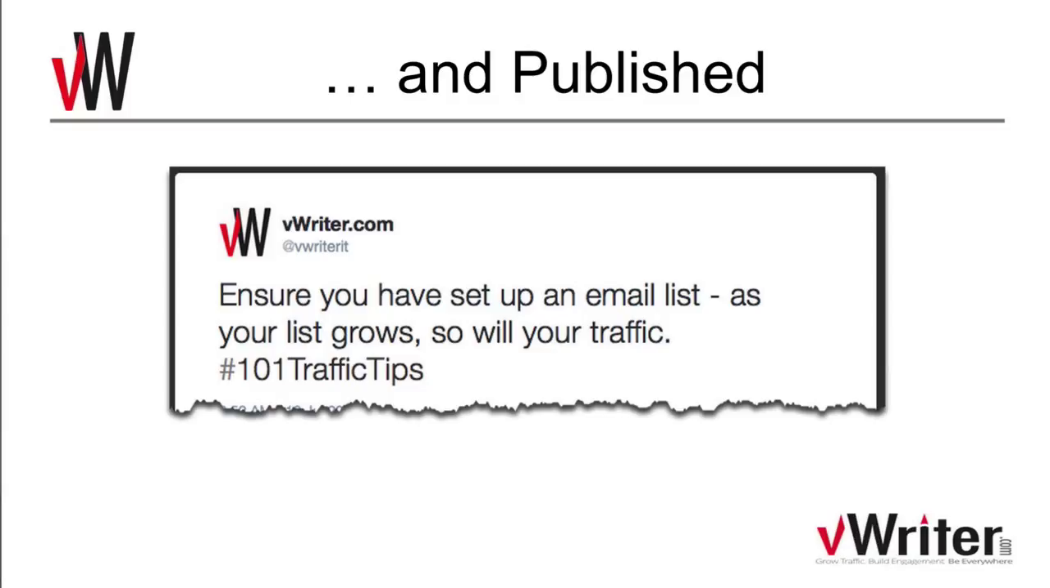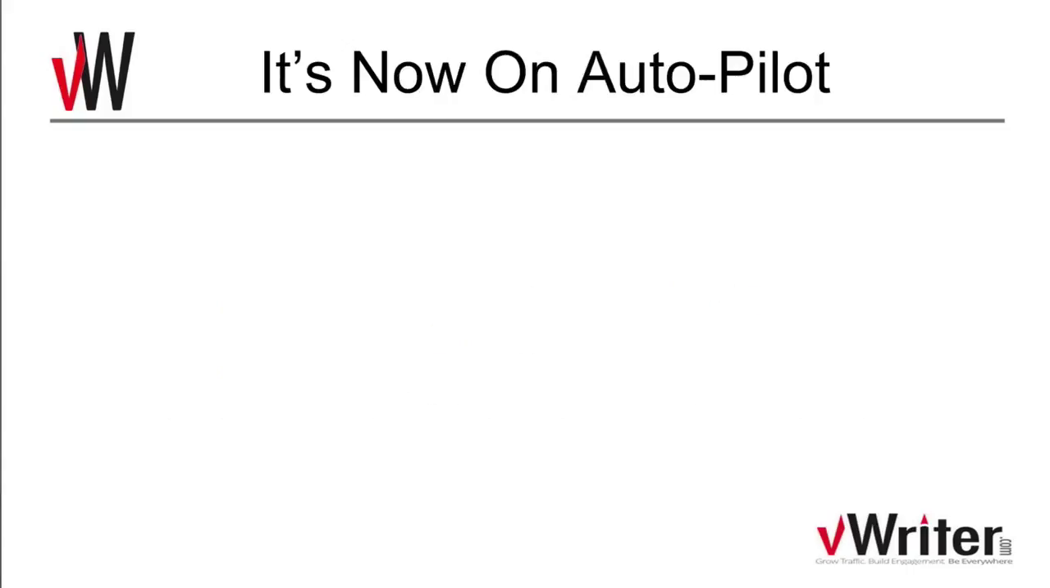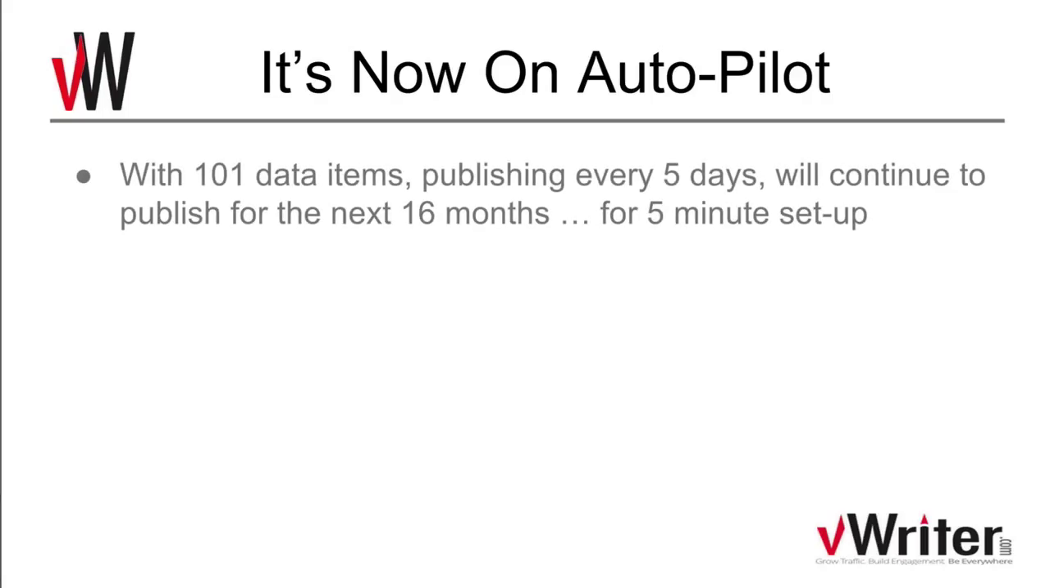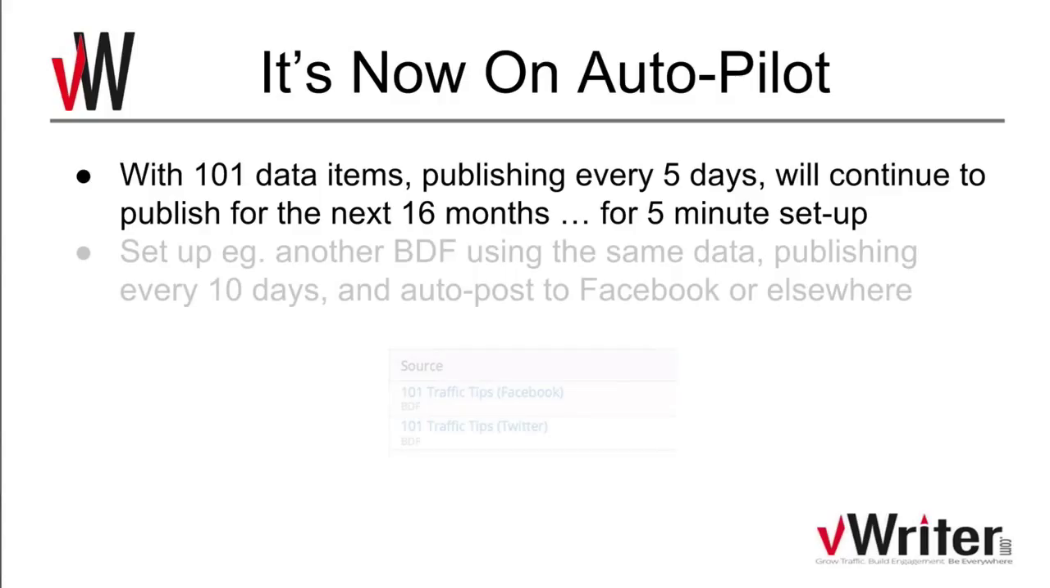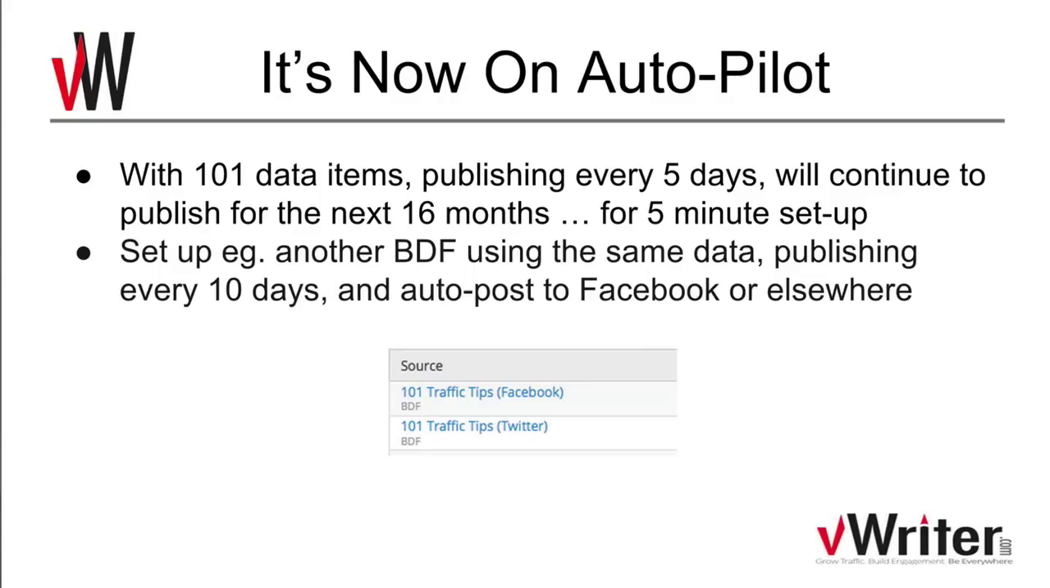It published straight through, and you can see an example of that showing up in the Twitter feed. So that's the first content item from the bulk data feed that's gone through the publishing channel and has been automatically published onto Twitter as a result. So that now runs on autopilot automatically. It took about 5 minutes to set up. With 101 data items on that particular feed, it's going to publish every 5 days, so it will roughly continue to publish for the next 16 months. I don't have to do anything else for that. It will just carry on doing it.